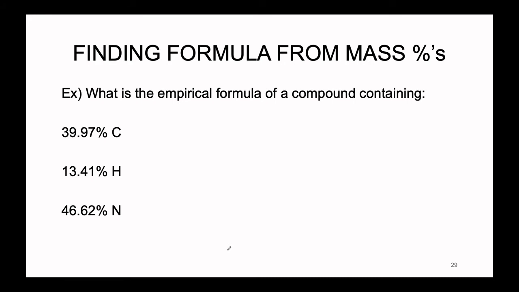All right, so this is an example we're going to do together. Let's say we have an unknown sample of something. We put it into a mass spectrometer. It crunches the compound down, and on the other side, boop, boop, boop, it tells us that we have 39.97% carbon, 13.41% hydrogen, and 46.62% nitrogen in this sample.